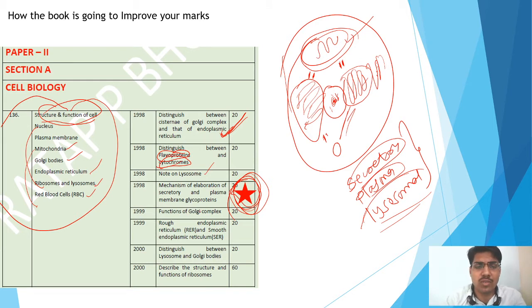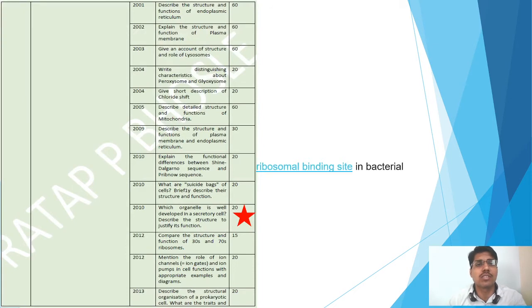The next is the function of Golgi complex. Easy. Rough endoplasmic reticulum and smooth. Easy. Distinction between lysosome and Golgi bodies. This is also easy. Describe the structure and function of ribosomes. This is also easy. Next is what? These are all the easy questions. The structure and function of endoplasmic reticulum. Explain the structure and function of plasma, lysosomes, distinction between peroxisome and glyoxysome, short note on chloride shift.